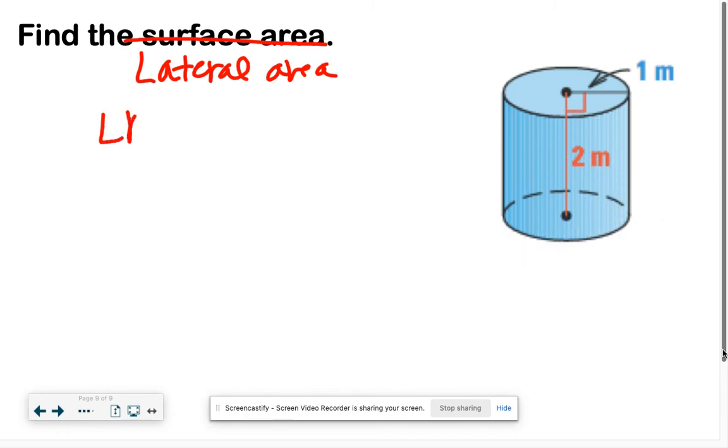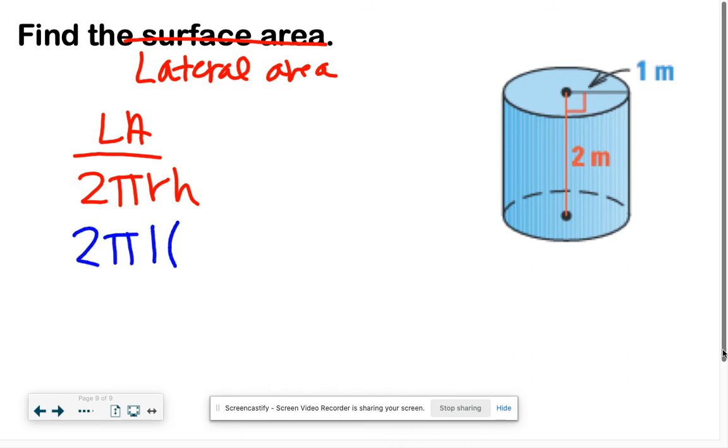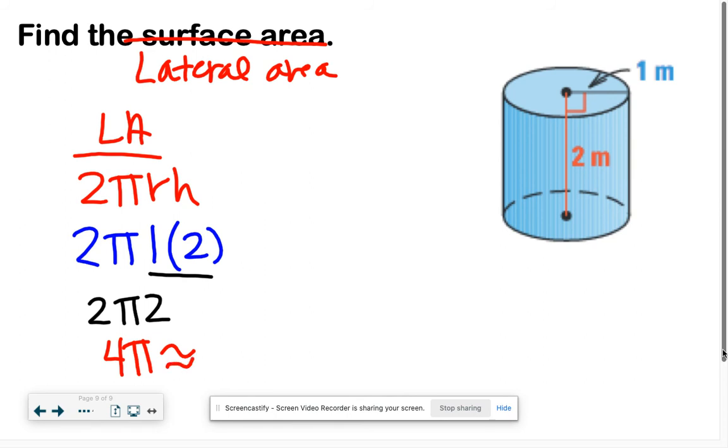So our lateral area, remember folks, is 2 pi RH. And then we plug in here. 2 pi. Our radius is 1. Our height is 2. Simplify a bit. 1 times 2 is 2. 2 times 2 is 4 pi, which is approximately 12.6. We round to the nearest whole number. 13 meters squared.